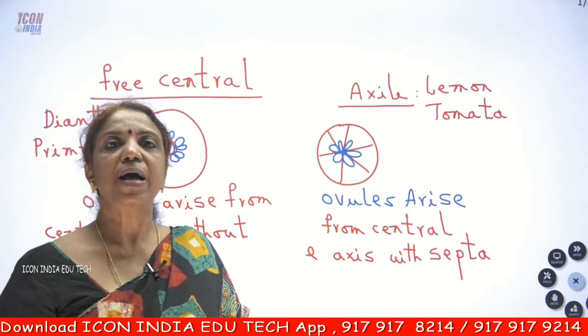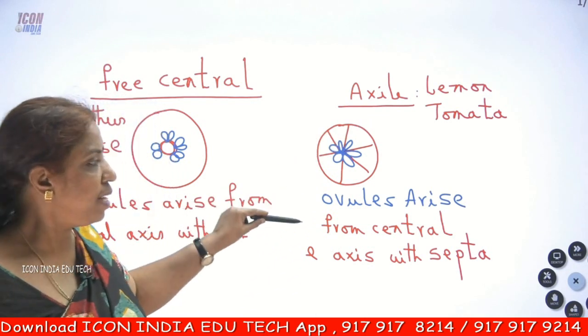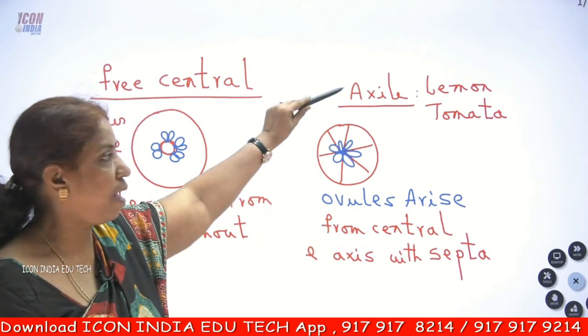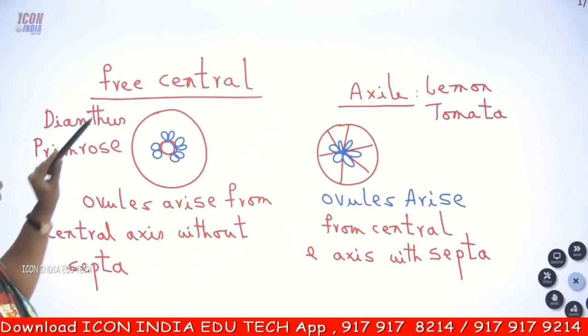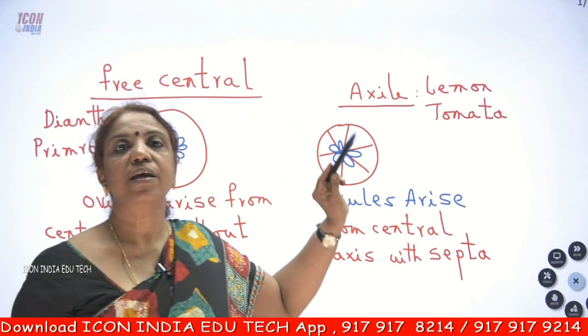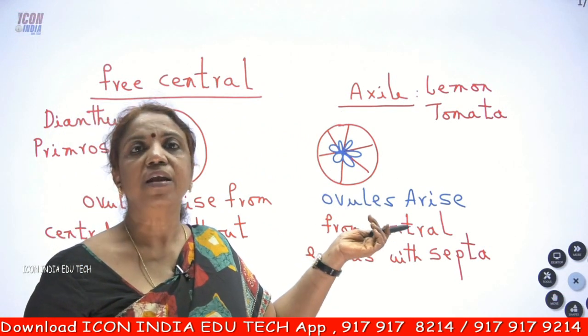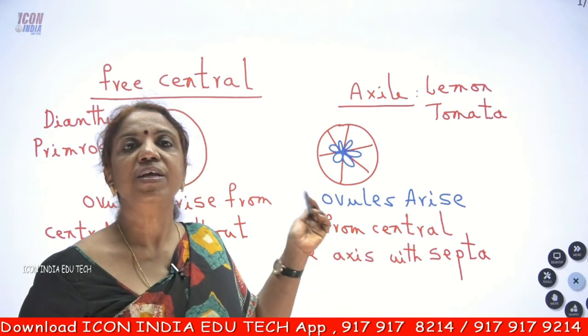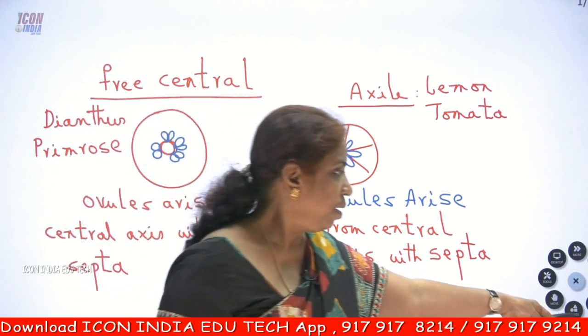So marginal placentation is over, and axial placentation. See the same: the ovules arise from central axis with septa is axial. Ovules arise from central axis without septa is precentral. At least we mention the examples. The example for axial is lemon and tomato. In precentral it is at least dianthus and primrose. The next one is here.